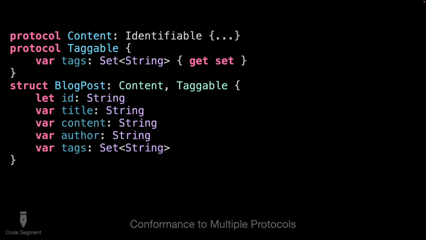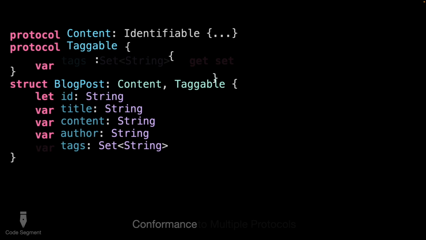So in this case, we just have this protocol taggable, and then var tag set string get set, and then we basically are saying, cool, we have a property called tags, it's a set of strings, and it's mutable, right? So once again, down here, we say var tags set string, it's a stored property, we're conforming to the protocol taggable, which we adopted, in addition to the protocol content, which we have also adopted.